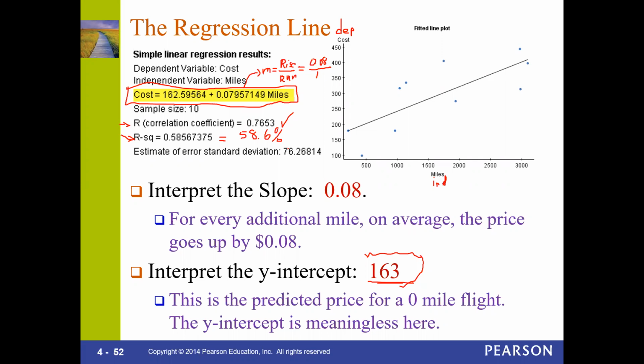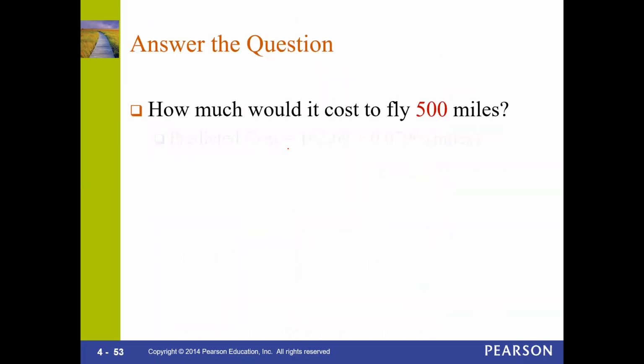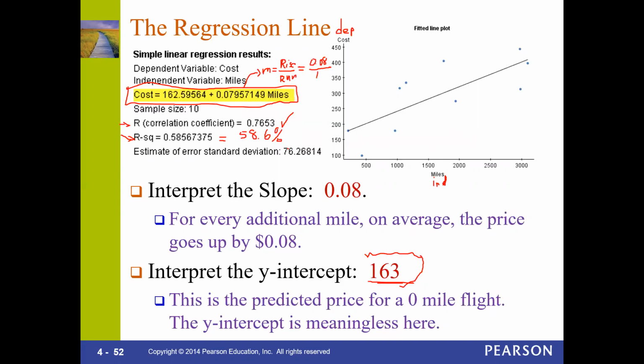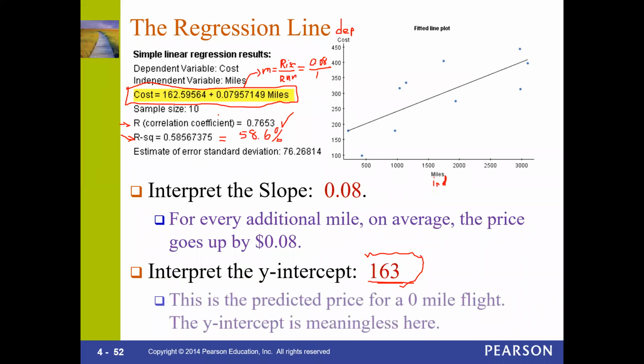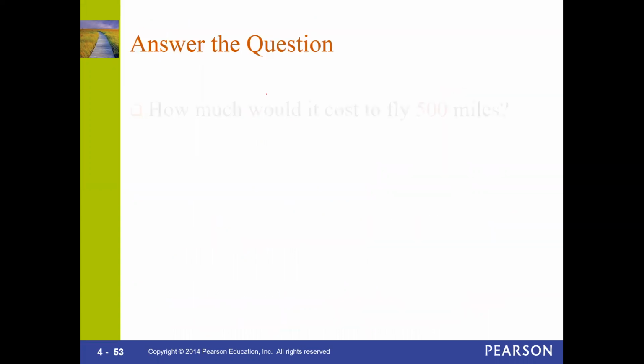Now, the next concept. Let's find the 500 miles case. For 500 miles, what do we have? This is what you do. This is the formula we have: the predicted cost is equal to about 162.50, or 163, plus 0.08 times miles. This is what we have here.